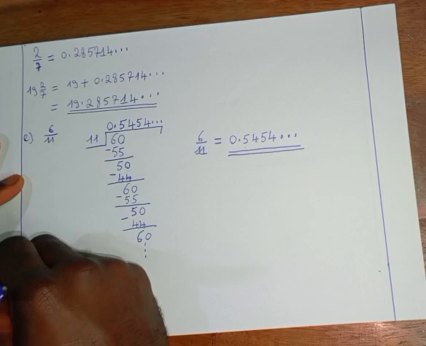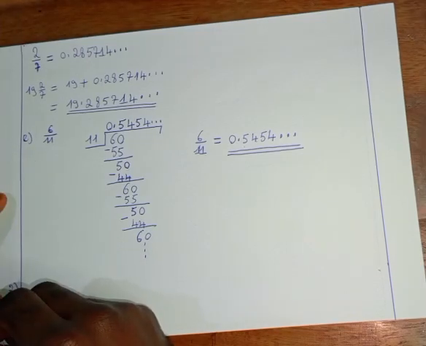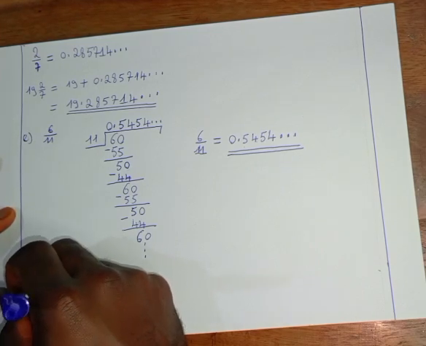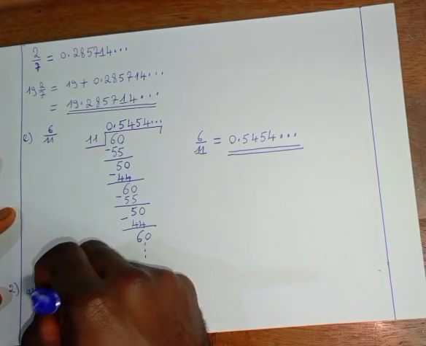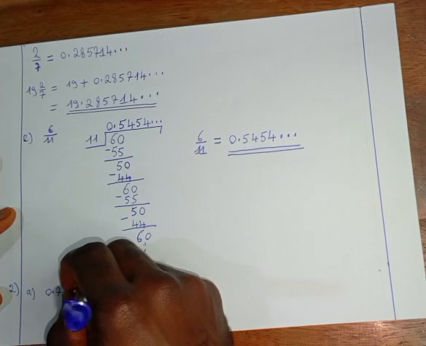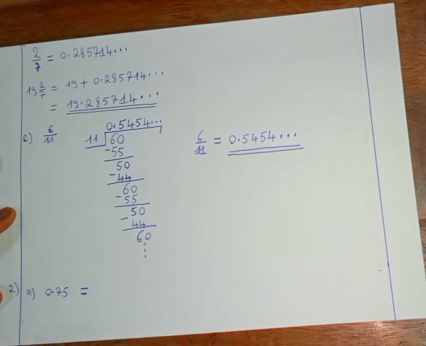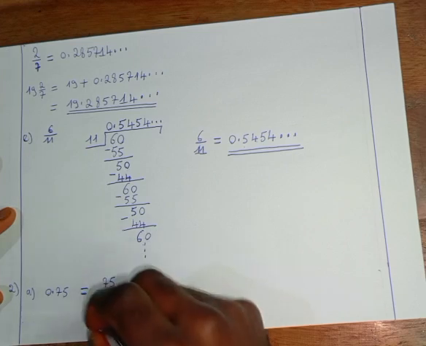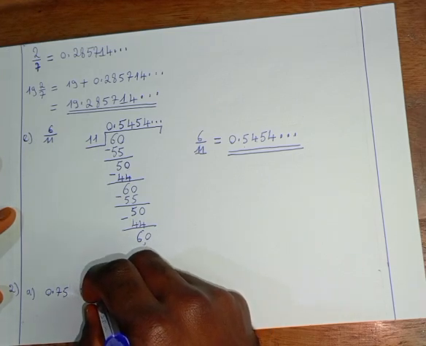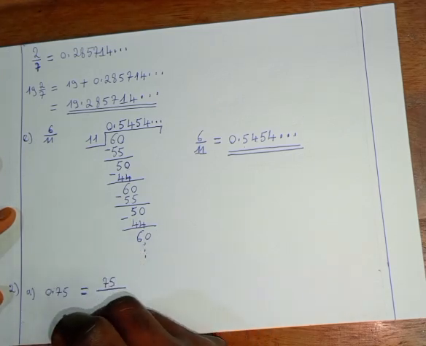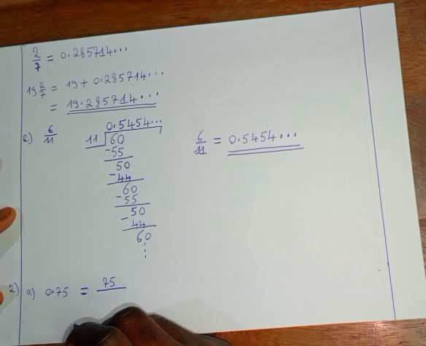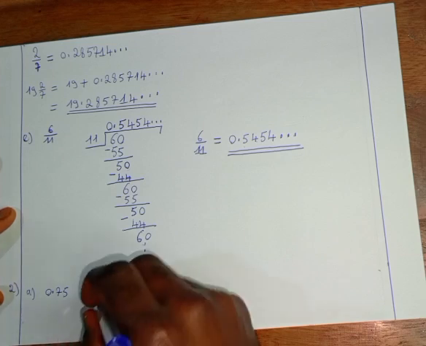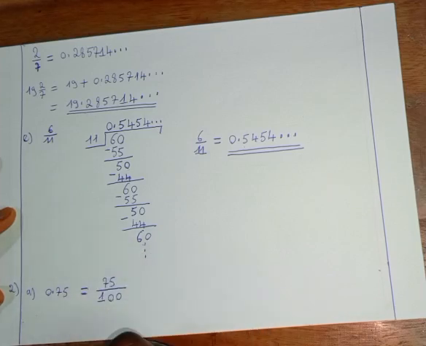Next, now we go to question 2. Question 2 says express the following decimals as fractions. Here we have 0.75. This will be equal to, we are going to start by counting the number of decimal places. We have 1, 2. Next, we ignore the decimal point. This will give us 75. Then we divide by a power of 10, which has a number of zeros equal to the number of decimal places, 1 with 2 zeros.